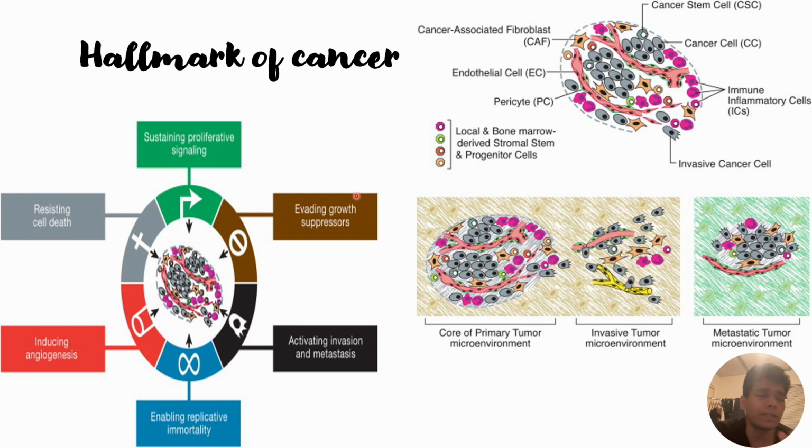This evading growth suppressor means that the inherent growth suppressors that are present within the cells have been mutated or somehow become dysfunctional, and because of that the tumor cells acquire the property of uncontrolled growth. Next one is activating invasion and metastasis.